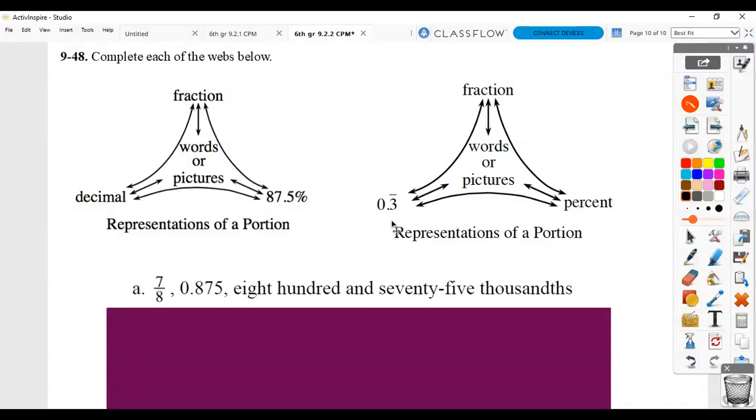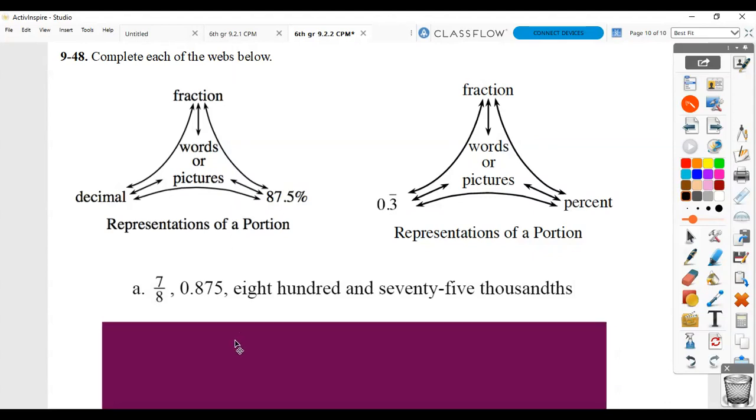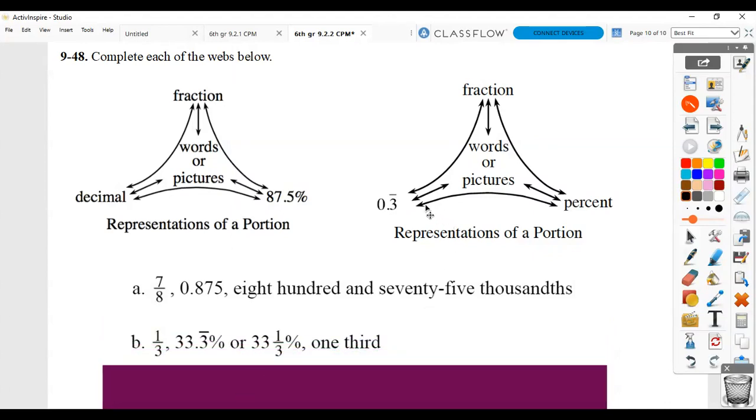And then for the second one here, we've got 0.3 repeating, which is a little bit tricky, but we know that 0.3 repeating is the fraction 1/3. And then if you think of that as 0.3333 and you move the decimal over the 2 places to the right to make it a percent, then you get 33.3 repeating. We would also take 33 and 1/3%. And of course, in words, you can say it as 1/3.